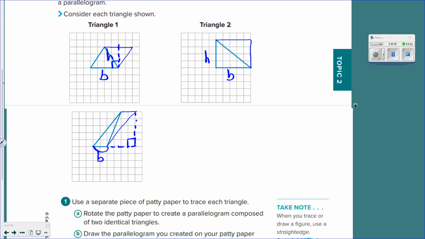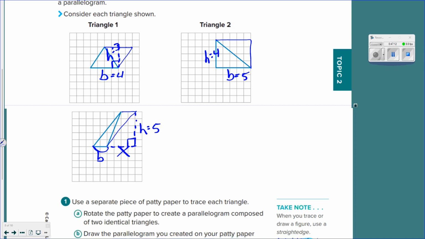But once I get to that perpendicular line, now I can count. This height is now 5. I can now use my picture and count all of these. This base is 4, this height is 3. This base was 5, and the height was 4. Why is that important? Go to the next page, and here's where I've got to cut you guys a little short.